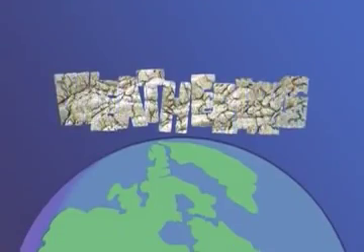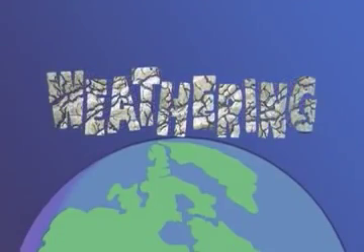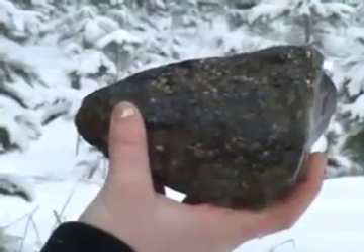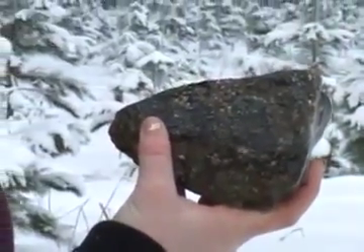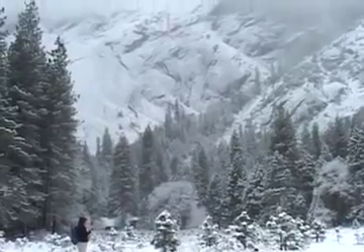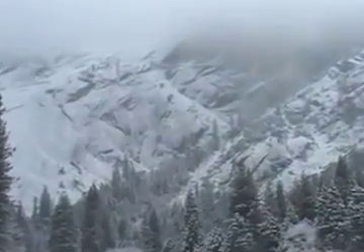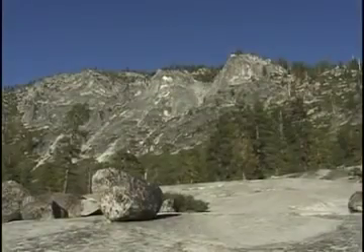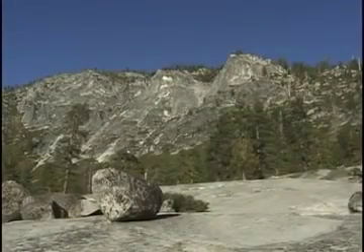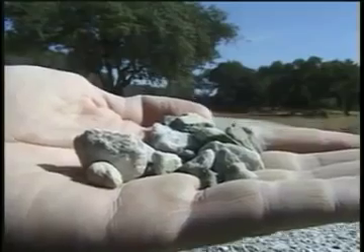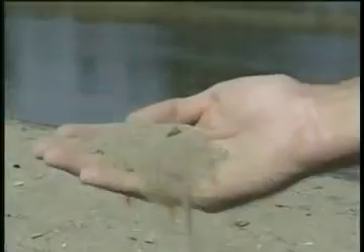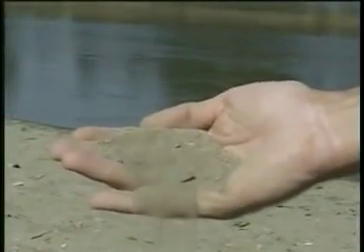Weathering. This rock is smaller, but it looks like the same type of rock as this mountain. Weathering happens over time. It's a process. Weathering can break large rocks into small rocks. Weathering breaks smaller rocks down further into soil, sand, or even tiny particles called sediment.